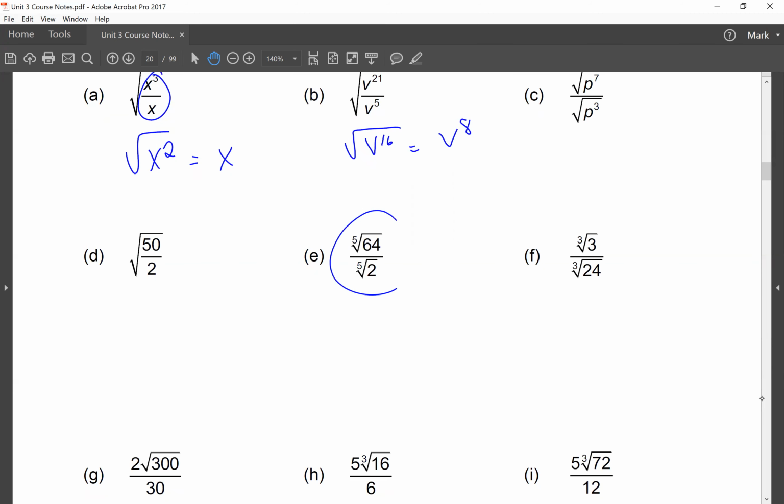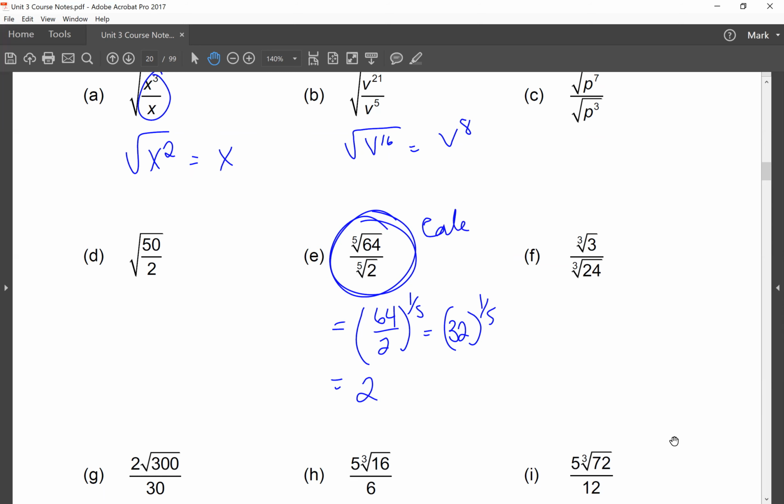Okay, something like E. E, you can do the whole thing in your calculator. There's a few ways I can do this on my calculator, but a way to simplify this is it's basically 64 over 2 to the power of 1/5. So 64 divided by 2 is 32. And then I can do the rest on my calculator. And I get 2. Again, you could do this whole thing on your calculator.